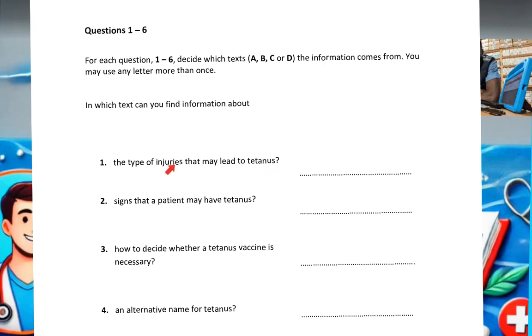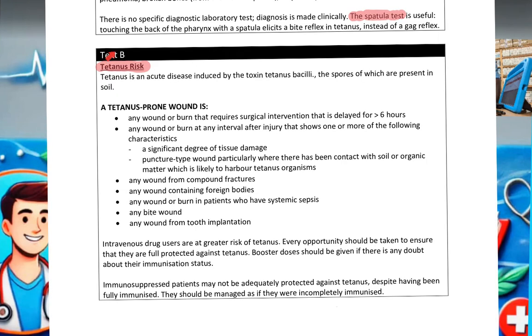All right, friends, let's understand the question carefully. We are asking about any injury, or types of injuries that may lead, which here means risks, or prone to tetanus. All right, we know our text already. So text B contains tetanus risks, and the type of wounds or injuries that may lead to tetanus are the following over here.